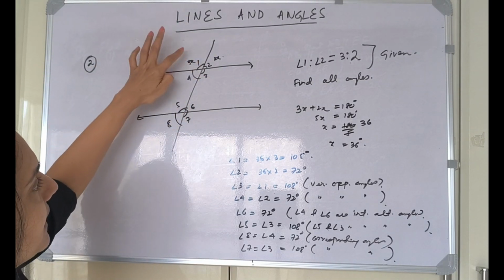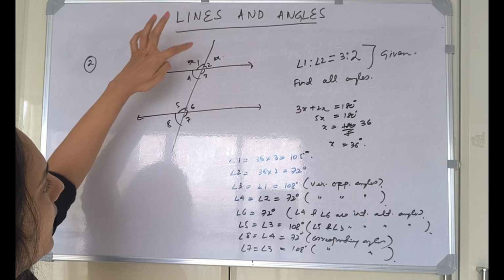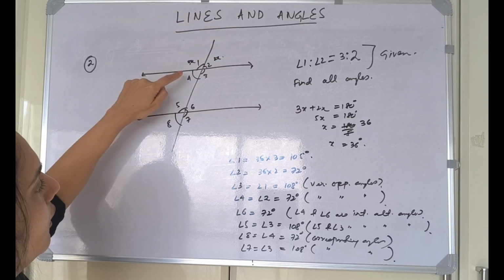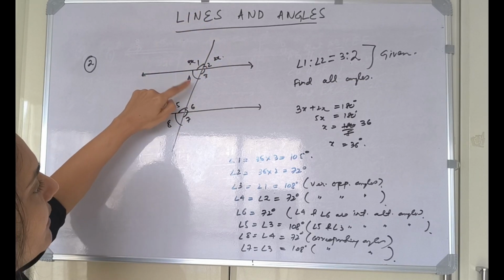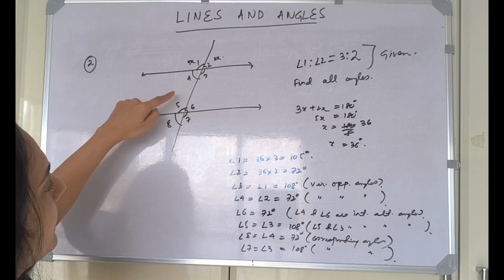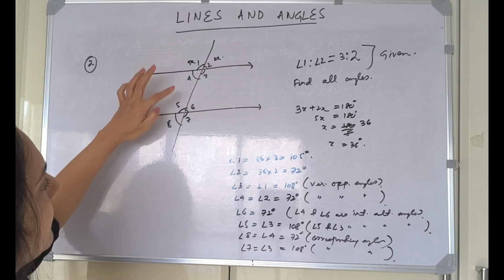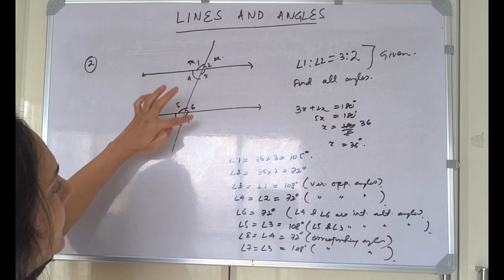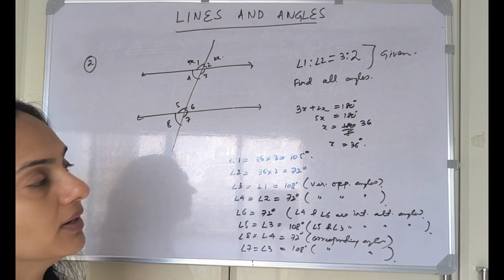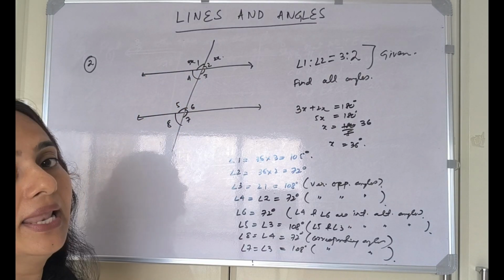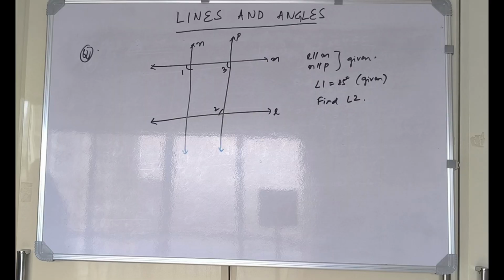1 and 3 are vertically opposite, so they are equal. 2 and 4 are vertically opposite, they are equal. 4 and 6 are alternate angles, they will be equal. 3 and 5 are alternate angles, they will be equal. 4 and 8 are corresponding angles, they will be equal. And 3 and 7 are corresponding angles, they will be equal. Right? Let's solve the next question.